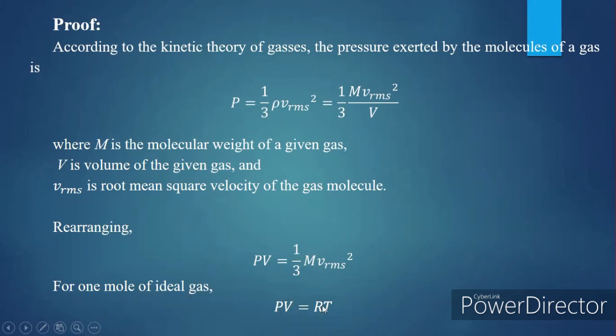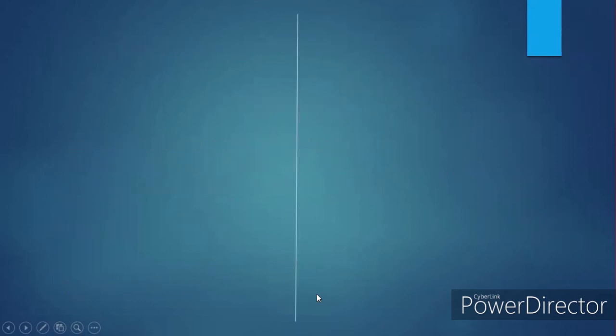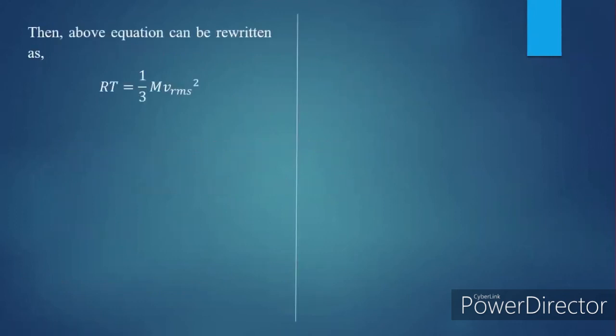The perfect gas equation gives PV is equal to RT. You compare these two expressions. The x-axis has half kT, the y-axis has half kT, and the z-axis has half kT. What is the total energy? The total energy is the sum of these, 3 by 2 kT, where M is the molecular total energy.